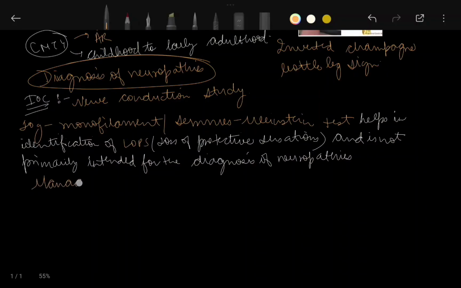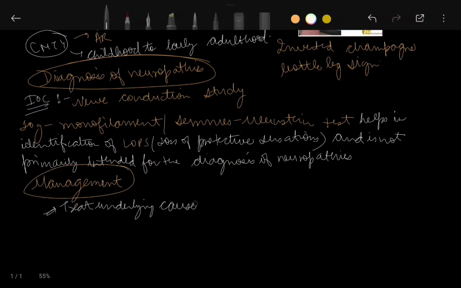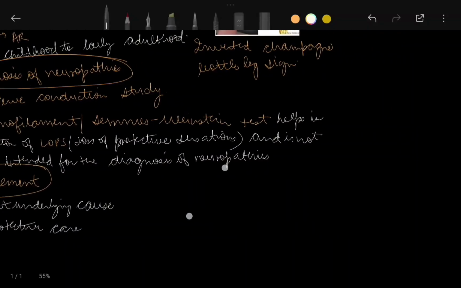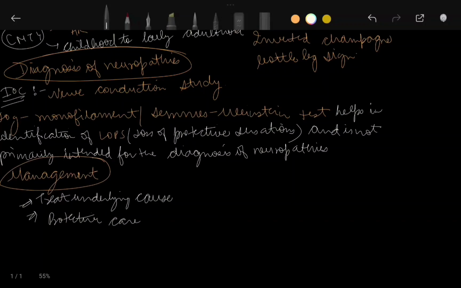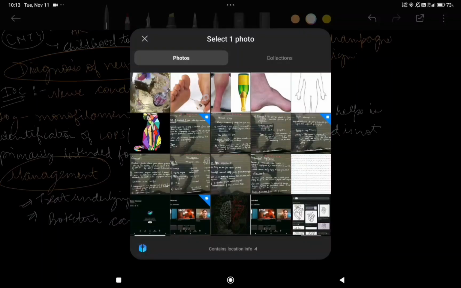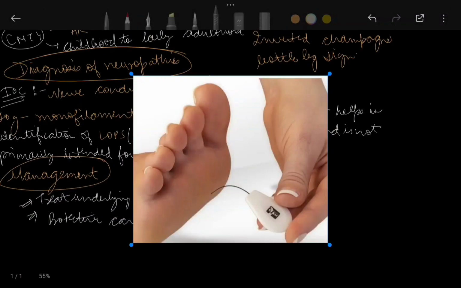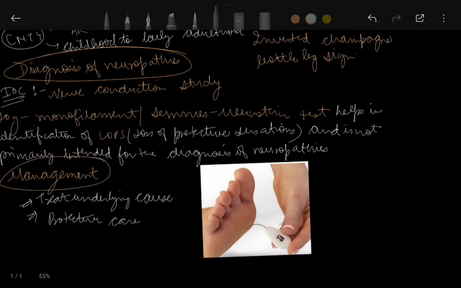Now coming to the management. In management, we are going to treat the underlying cause, as in case of acquired or inherited, and then protective care is required. There is no specific treatment. And now an image of the monofilament or Semmes-Weinstein test. Here we go. This is the image of the test. Over here we can see the monofilament of the Semmes-Weinstein test, which helps in identification of LOPS. This is the nerve conduction study. Okay, so that's all.